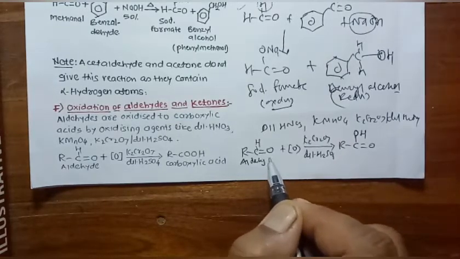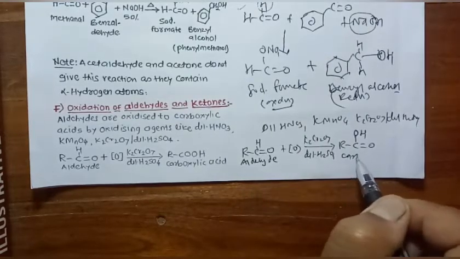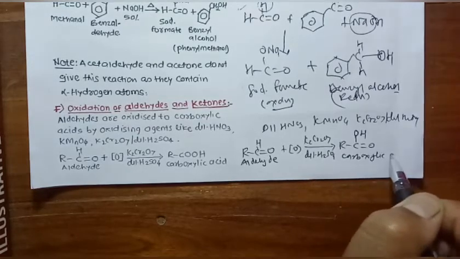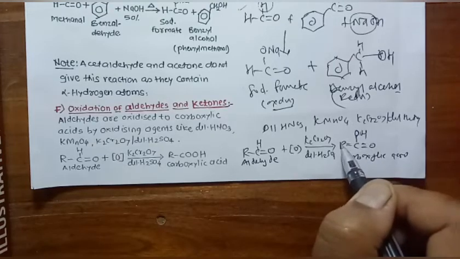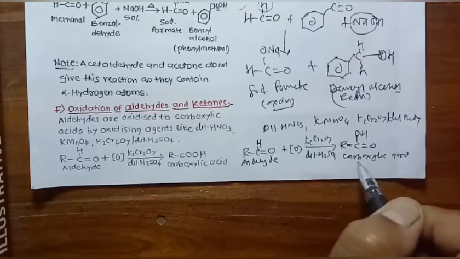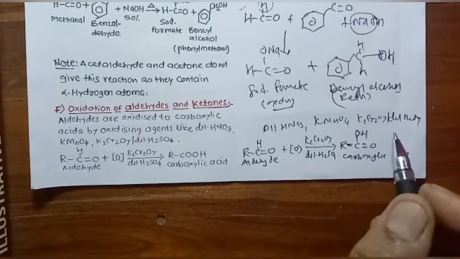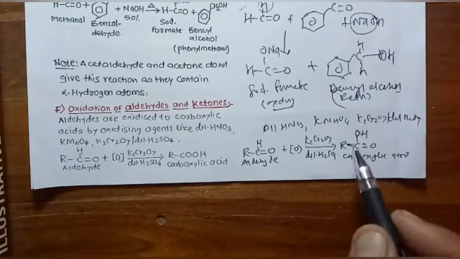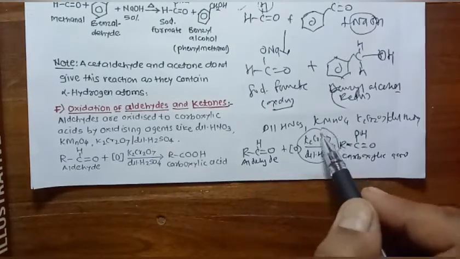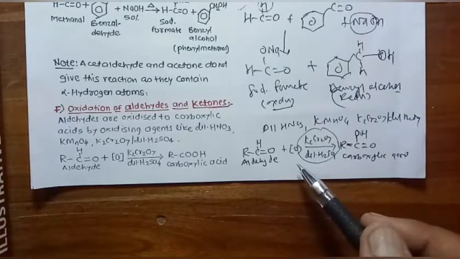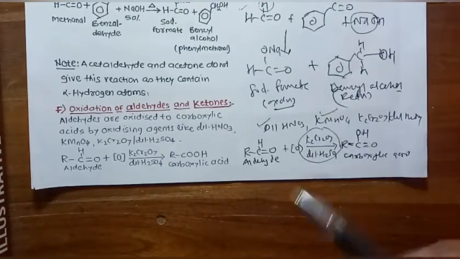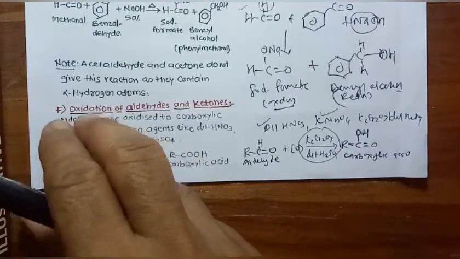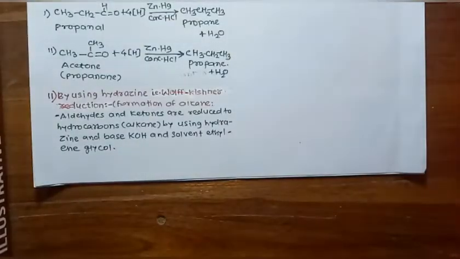In this way we can convert an aldehyde into a carboxylic acid. C double bond OH is the general formula of carboxylic acids. Now, instead of K2Cr2O7 and dilute H2SO4, we can use different oxidizing agents like dilute HNO3 and KMnO4 also.